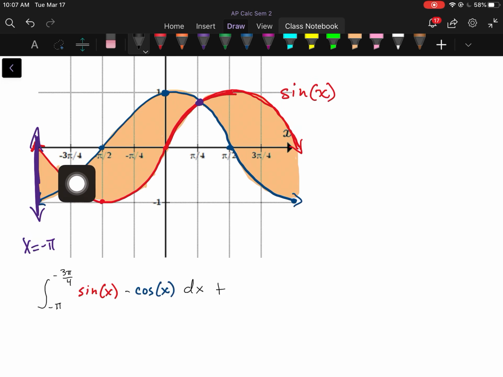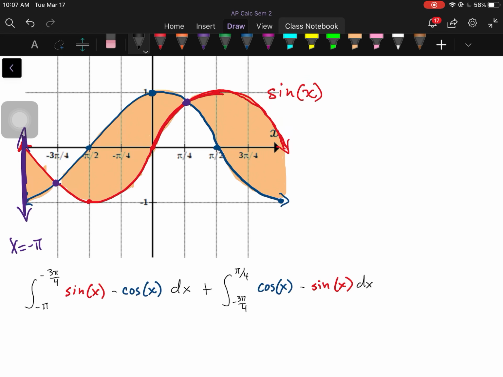Then, they switch places. So now from this intersection point to the upper intersection point here at pi over 4, we know that from negative 3 pi over 4 to positive pi over 4, now cosine is on top. So that's going to be here, cosine of x minus sine of x. And when I say on top, that's kind of being loose in my mathematical discussions, vocabulary. It actually means that the function cosine of x is greater than sine of x on that interval from negative 3 pi over 4 to pi over 4.